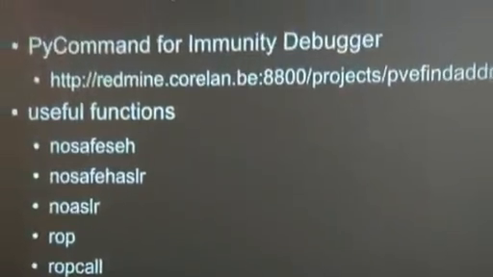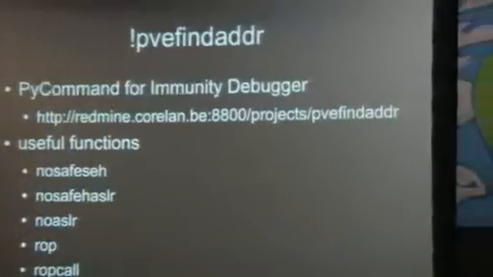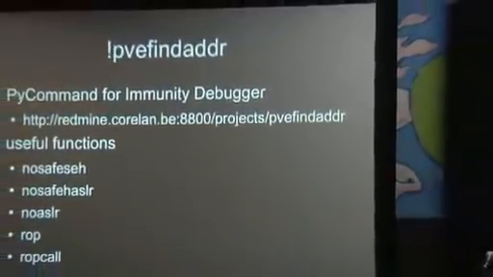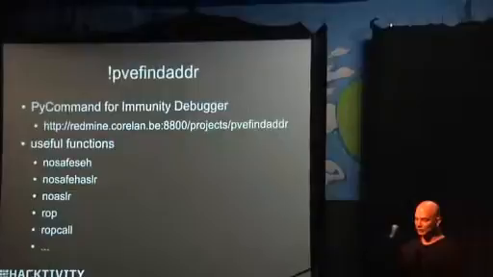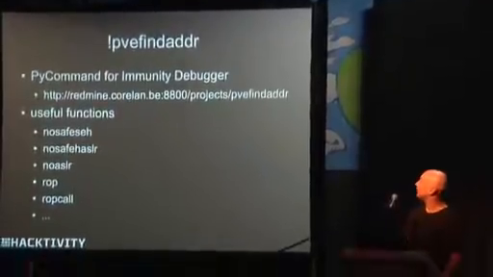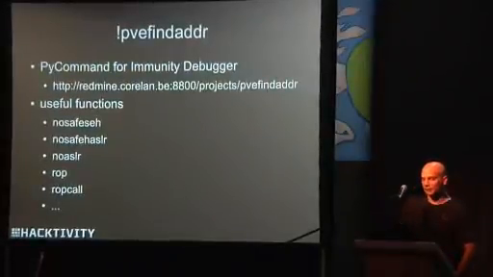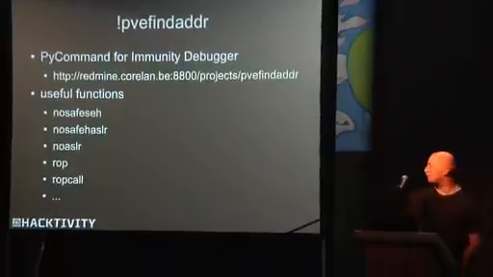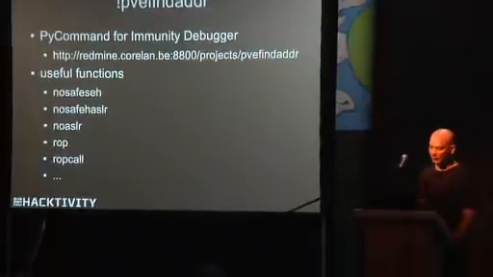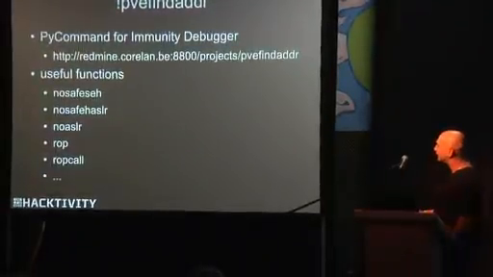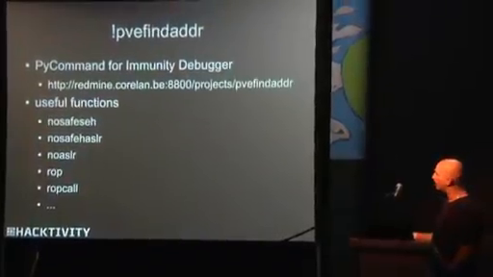It's not easy to put a payload together, to find these code segments, but it is a real serious thing to find all these elements. But there is something which can make our task easier. This is the !pvefindaddr command, a PyCommand for Immunity Debugger, actually put together by the Corelan guys with lots of useful functions within the debugger.